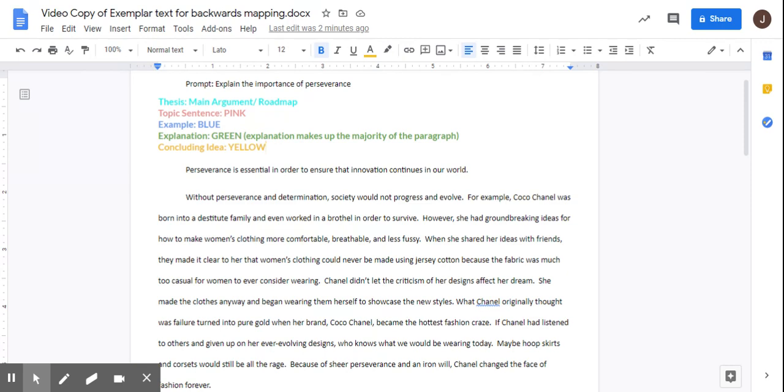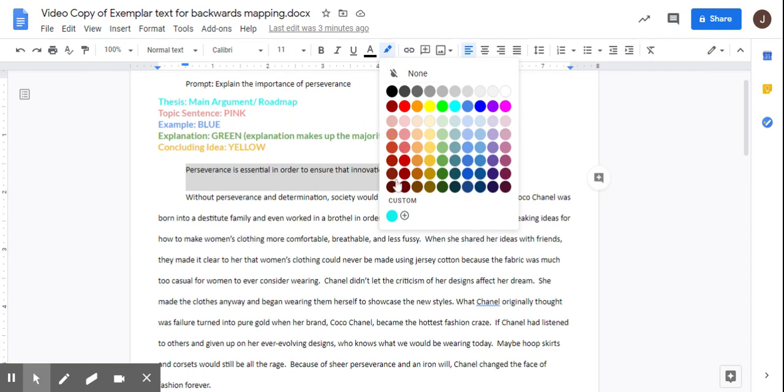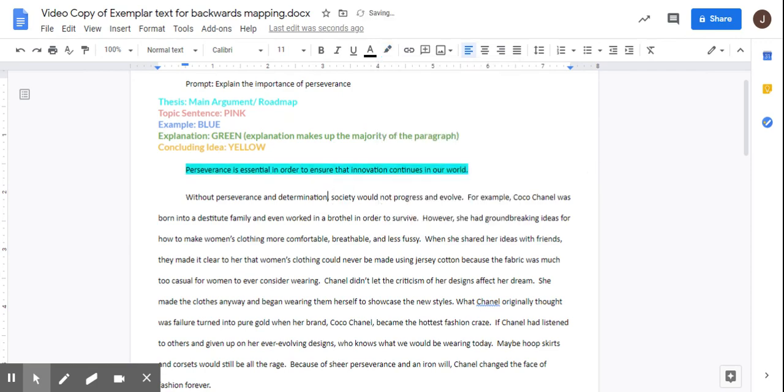So let's get started. Perseverance is essential in order to ensure that innovation continues in our world. Now, typically, our thesis statement is going to come before our body paragraphs, which is the rest of this. It is kind of pointing us to what the essay is going to be about, right? So it's focusing on innovation continuing. So we're going to highlight that, and I'm going to come up to the highlight, click aqua.